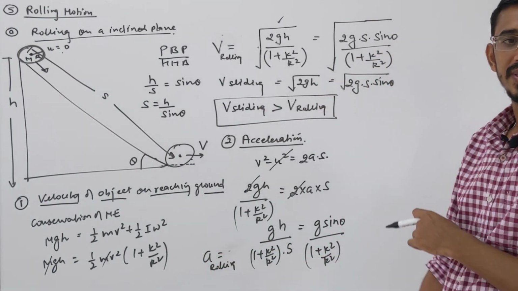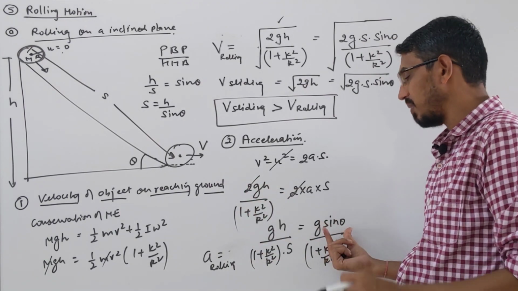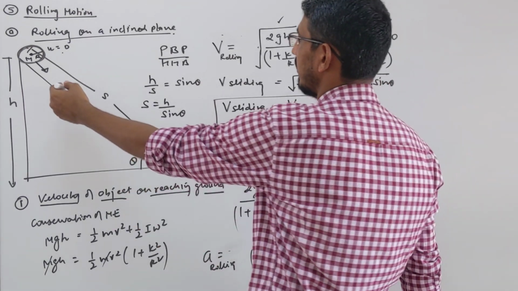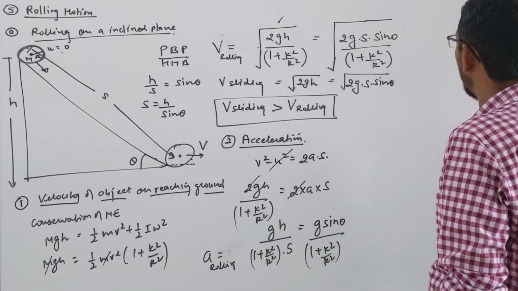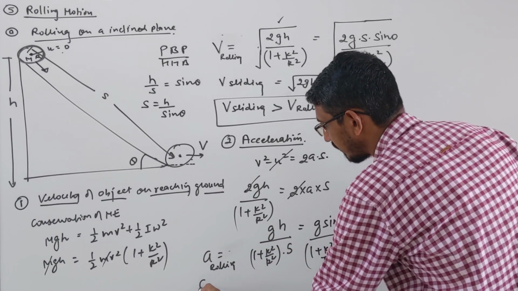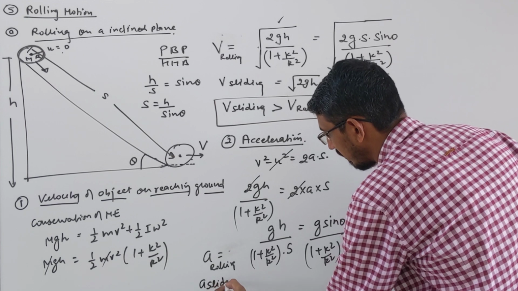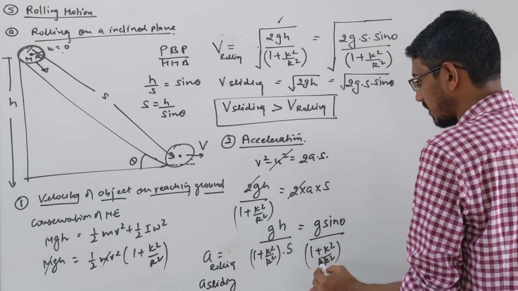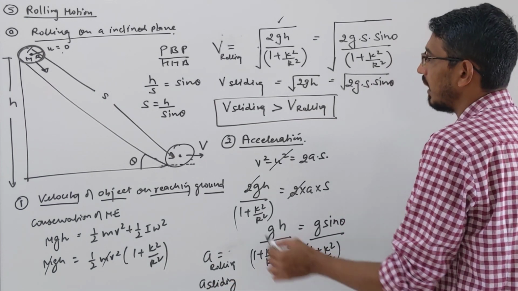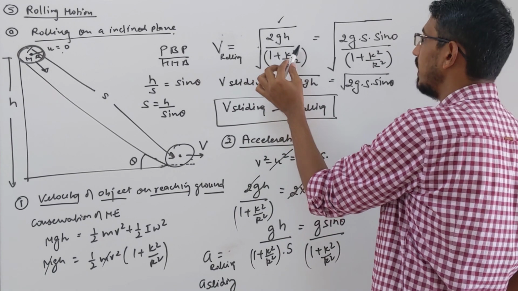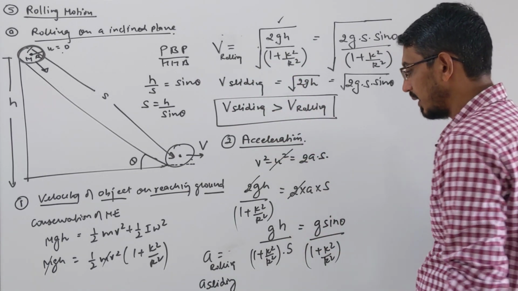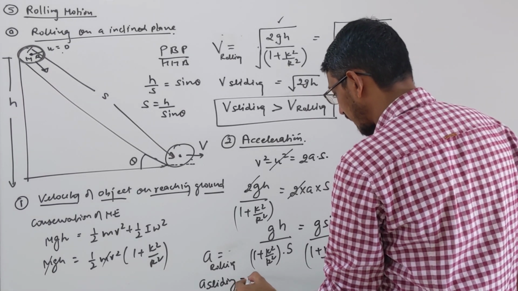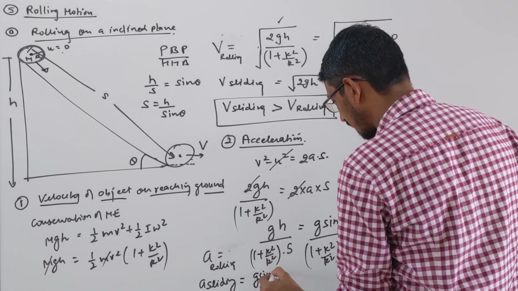And already you have learned Newton's laws that if sliding, then the answer comes simply g sin theta, the component of g along that plane. So suppose the same answer they are asking for in case of sliding. Acceleration in case of sliding means you simply have to make this term 0. This term comes due to rolling. If you make this term 0, you get the sliding answer, right? So sliding acceleration is simply g sin theta, right?